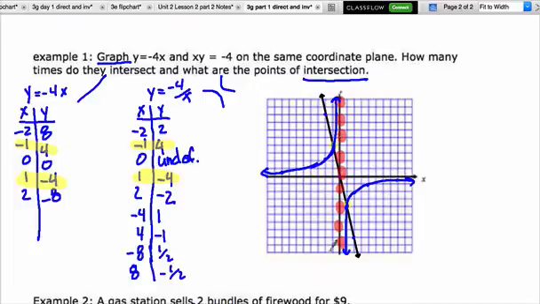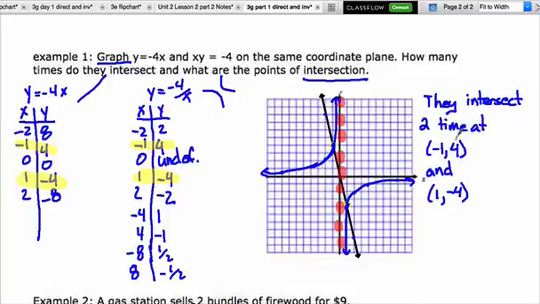So you don't need, like I said before, you don't need to draw in your asymptote. I just wanted you guys to see it. But here's where it intersects. And so let's make sure we answer the question. How many times do they intersect and what are the points of intersection? So they intersect two times at -1, 4 and 1, -4.